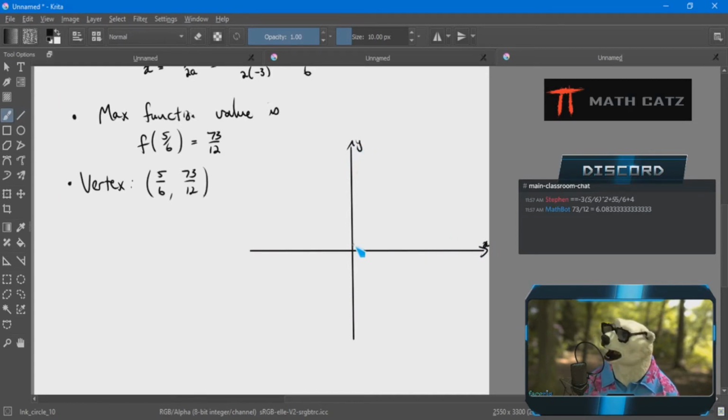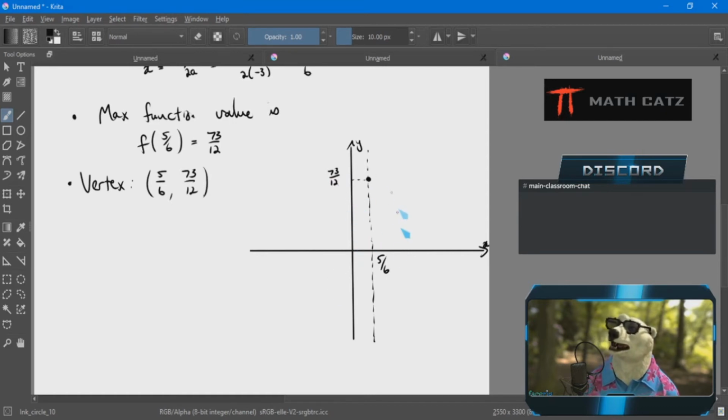X and y. Now these are unpleasant fractions, right? They're all positive. The x-coordinate is a little small. Let's put it fairly close at 5/6. The y-coordinate is much higher. Let's put it over there at 73/12, and I know it's bending down.